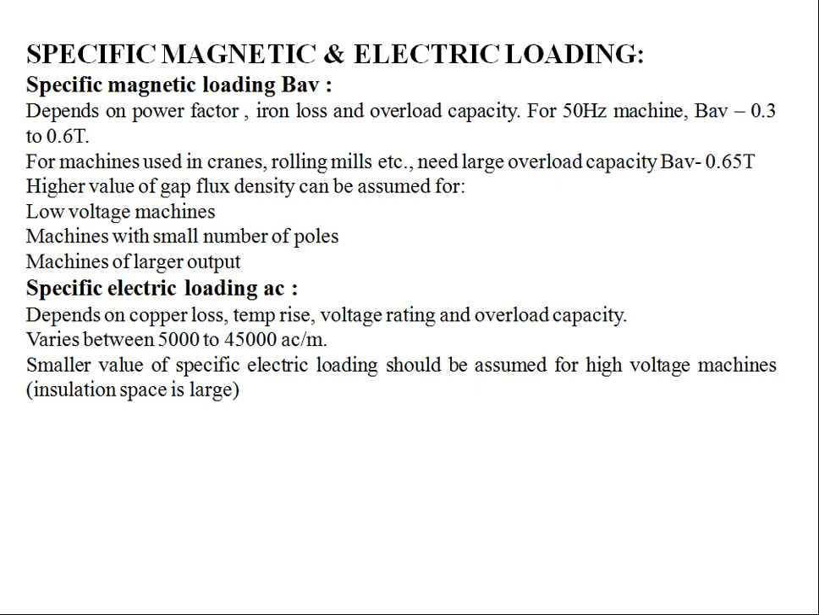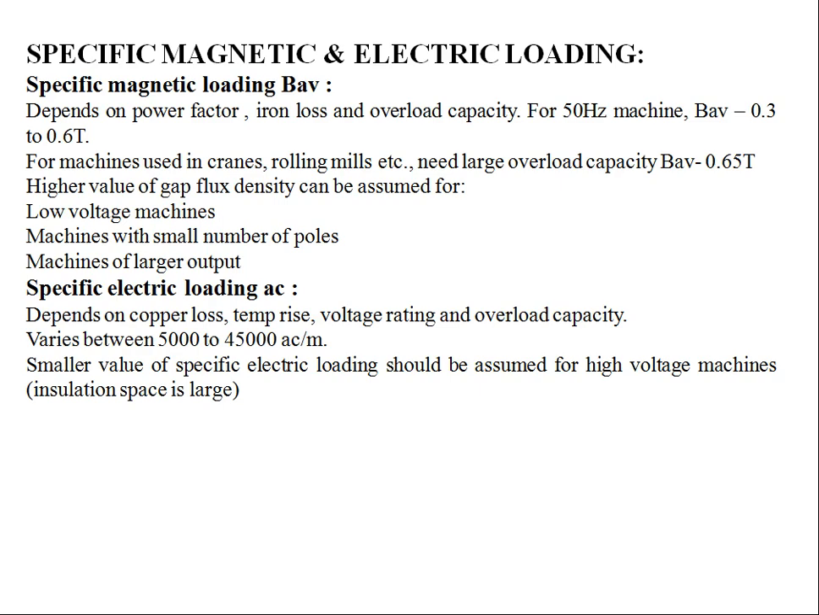Okay, so these are saying that the value of BAV, or the specific magnetic loading, is high for low voltage machines, machines with a small number of poles, and machines of larger output. Then next, specific electric loading depends on the copper loss, the temperature rise, voltage rating, and overload factors.